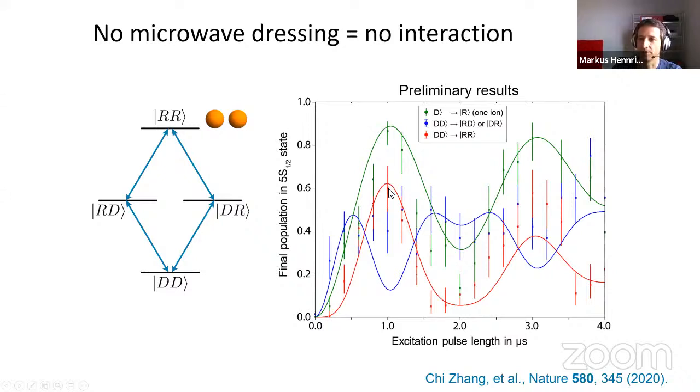Each of them gets independently excited, so P squared should be the case for two ions with respect to one ion. And we see that the red curve is actually following this P squared curve of the single ion excitation quite well. The blue curve is, of course, P times 1 minus P times 2, so it's also just the independent excitation of the two ions. The data here deviates a little bit, but in principle it follows more or less what we would expect.